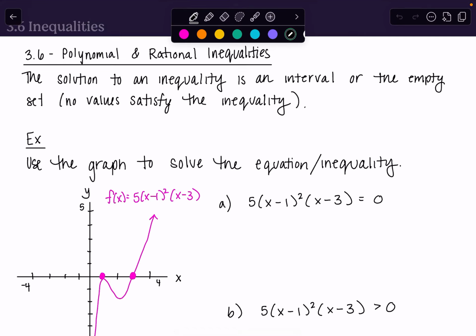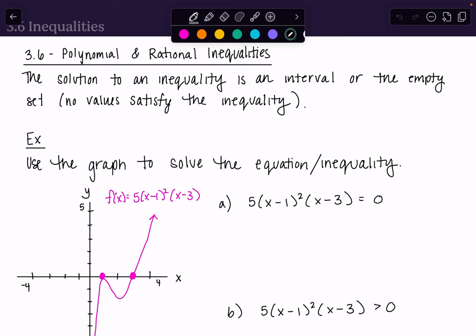In this section, we're going to talk about polynomial and rational inequalities. Anytime you're working with an inequality, the solution is going to be either an interval or the empty set, in the case that there is no solution to it. So really the way I want you to think about these is, when you're working with an inequality, if you get 0 on one side of the equation, you're really asking where that function is greater than 0, less than 0, or whatever inequality you're working with.